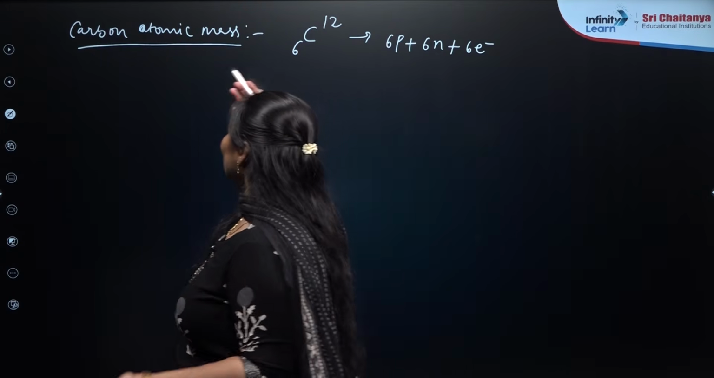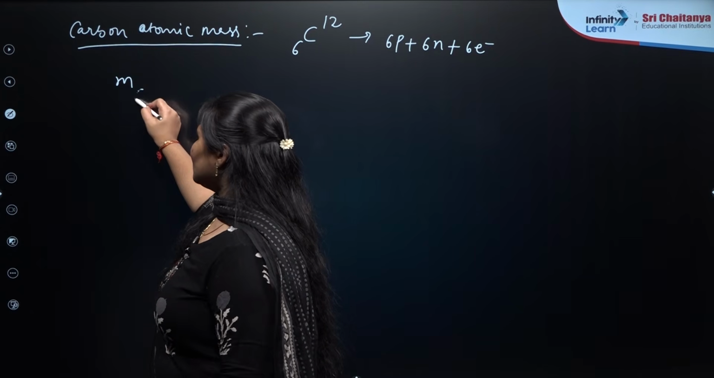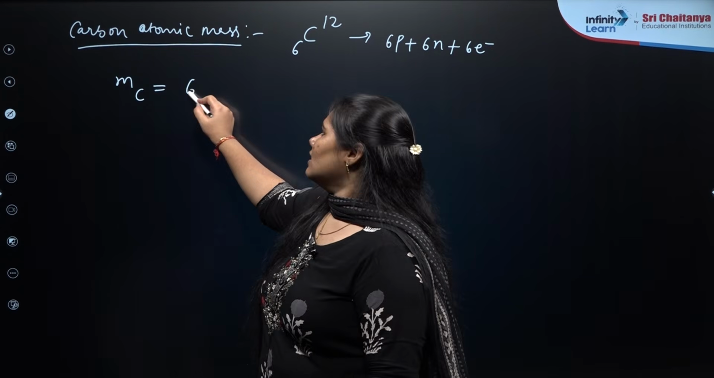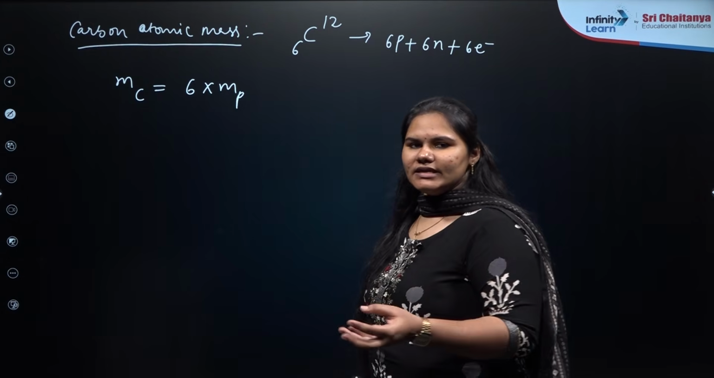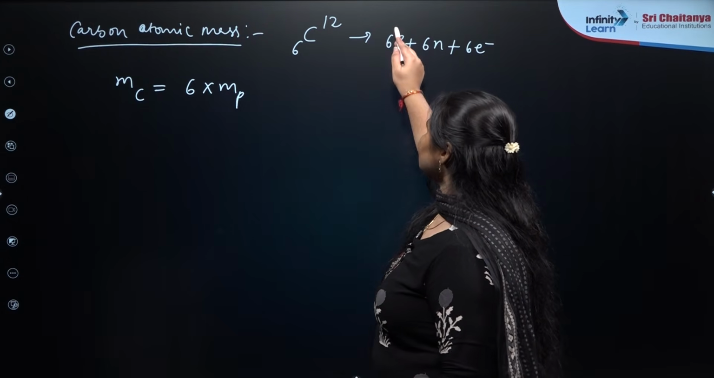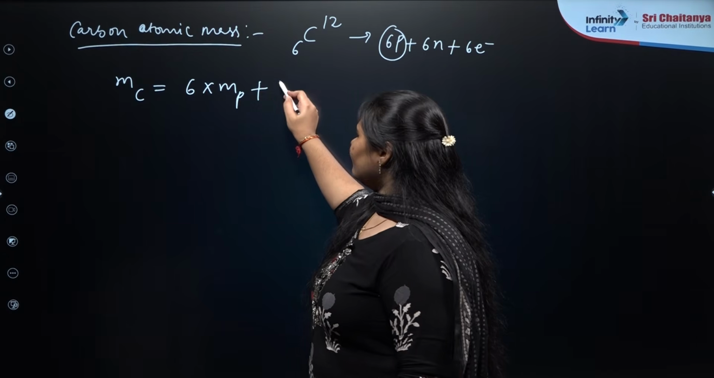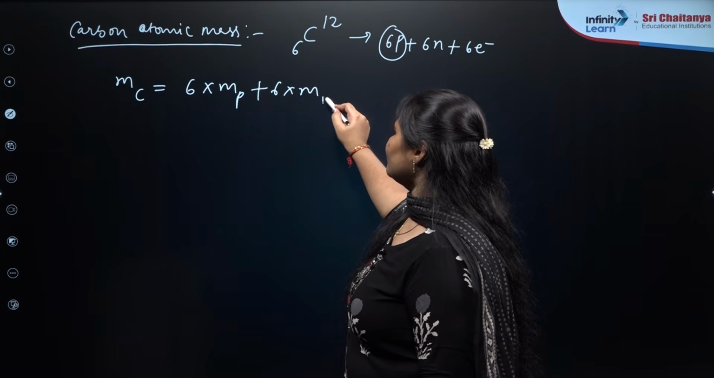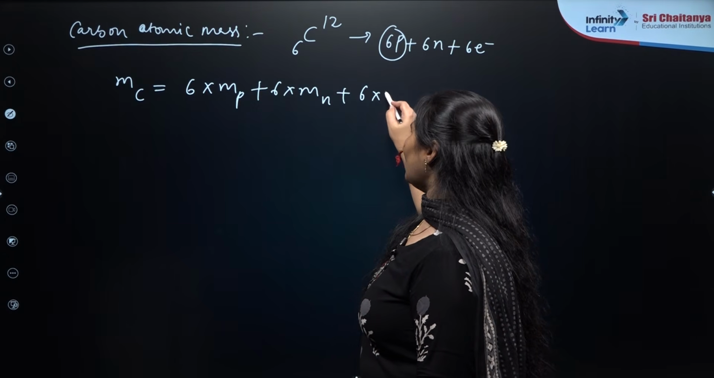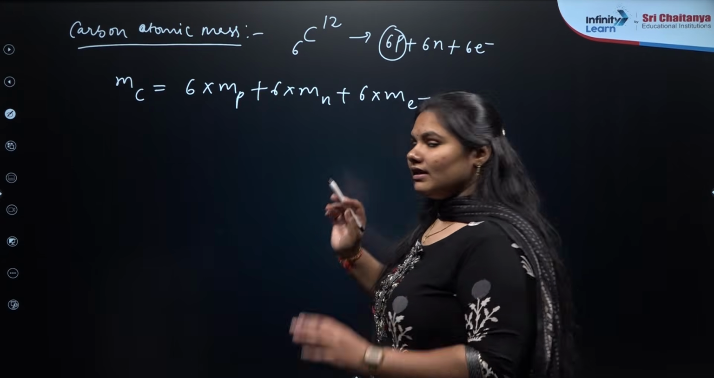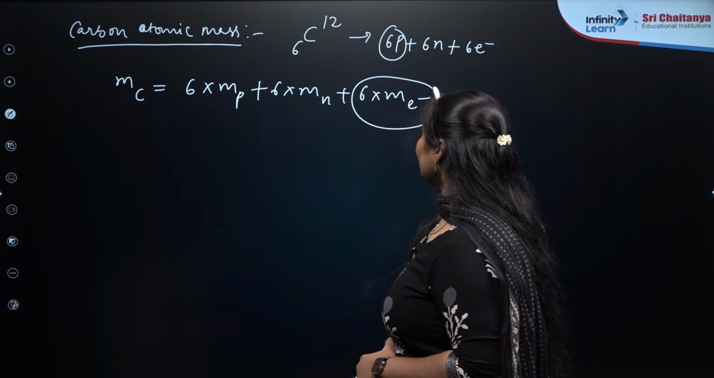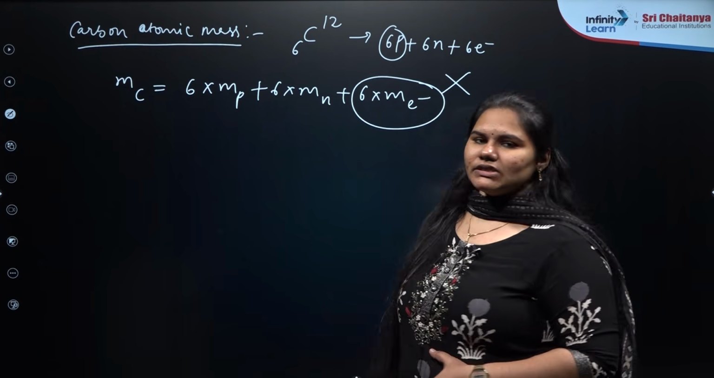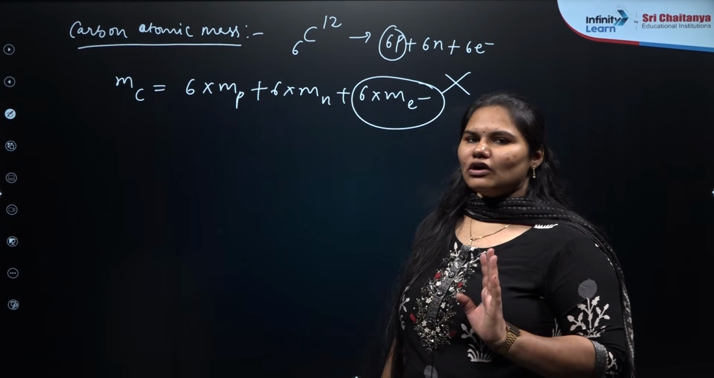Now I got to know how much are there. So if I calculate mass of carbon, what will it become? 6 into mass of proton, because we should not just take mass of one proton, because there are 6. And then we will add 6 into mass of neutron and also we will add 6 into mass of electron. This actually should be done. But what I'll say is we have to ignore this mass of electron while calculating the atomic mass.